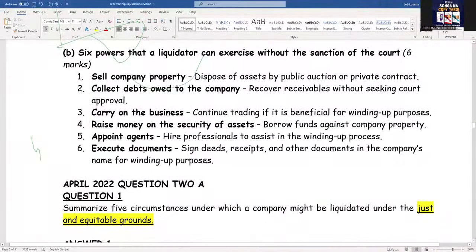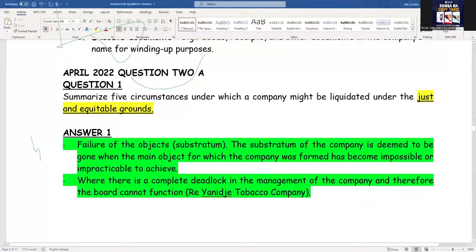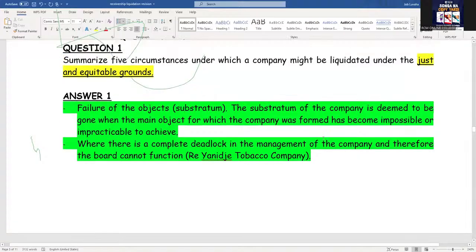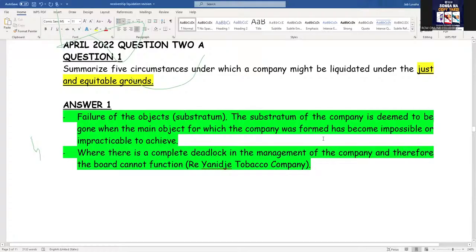So you have these ones. Summarize 5 circumstances under which the company might be liquidated under the just and equitable grounds. This one you've already looked at. I already indicated it can be tested, and you can see it was tested there. So the just and equitable grounds upon which a company could be liquidated: if there's failure of substratum, or a complete deadlock in management, where the management cannot see eye to eye. Those are part of the just and equitable grounds upon which the company can be compulsorily liquidated.